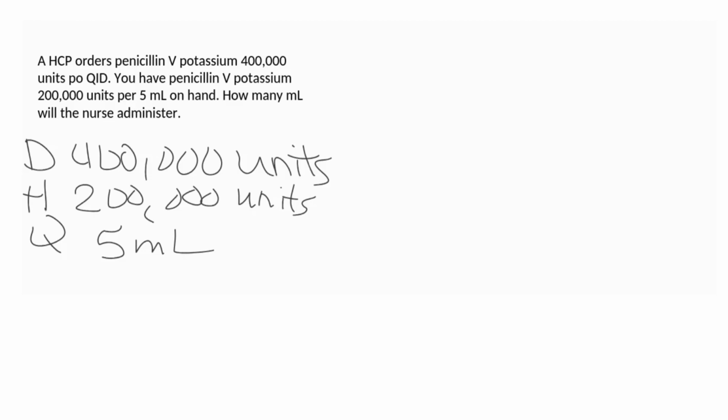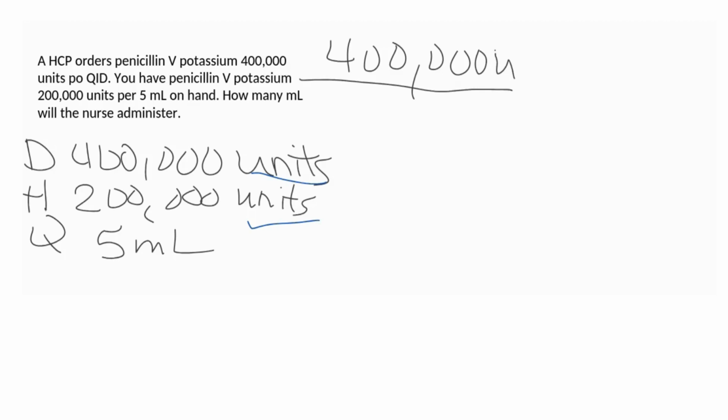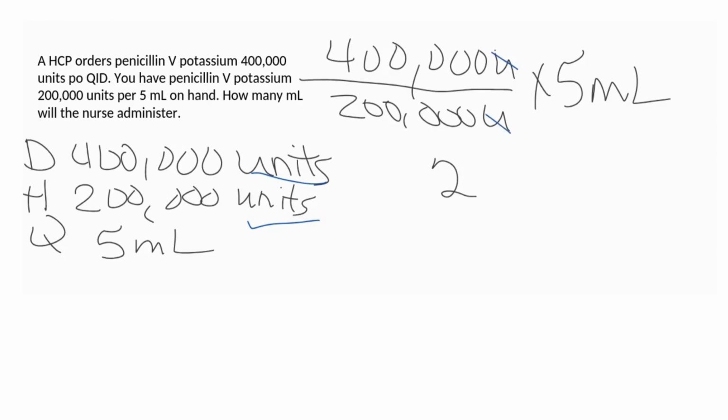Alright, so if we put that in our D over H times Q, we're going to just move right along and put it into formula mode. We can see our units match here: we have units and units, so we're in good shape. 400,000 over 200,000 units times 5 milliliters. When you divide 400,000 by 200,000, you get 2. Our units are good. Times our quantity, which is 5 milliliters, and of course, 2 times 5 equals 10.